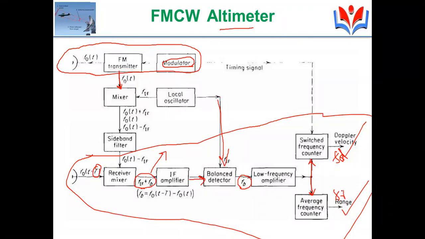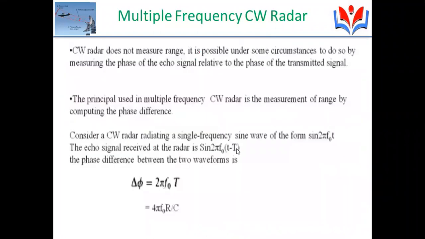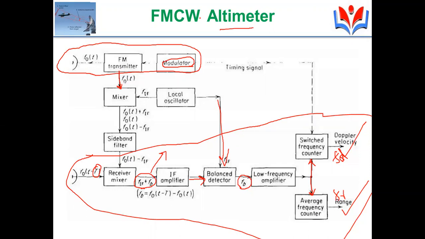Through f R, we can find out the range, at what range this particular object is located, and through the Doppler frequency, we can identify its relative velocity. In the next class, we will see multiple frequency CW radar. So with this, I am concluding the session.